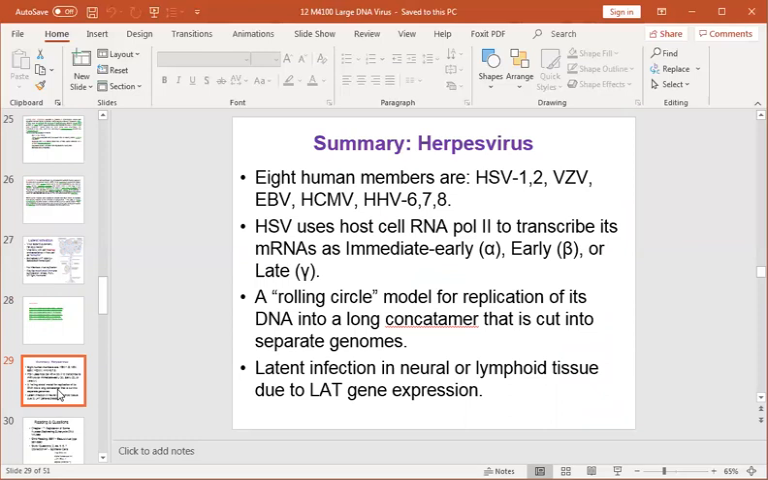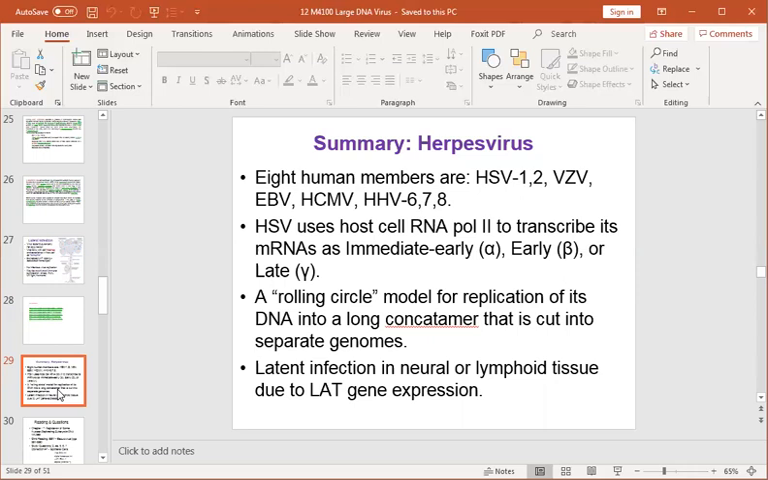Herpes virus has 8 human members. These are HSV 1 and 2, herpes simplex 1, herpes simplex 2, varicella zoster virus, one virus that causes 2 infections, varicella (chickenpox) and zoster or shingles, EBV Epstein-Barr virus, HCMV human cytomegalovirus, and HHV or human herpes virus 6, 7, 8. HSV uses host cell RNA polymerase II to transcribe its messenger RNAs.